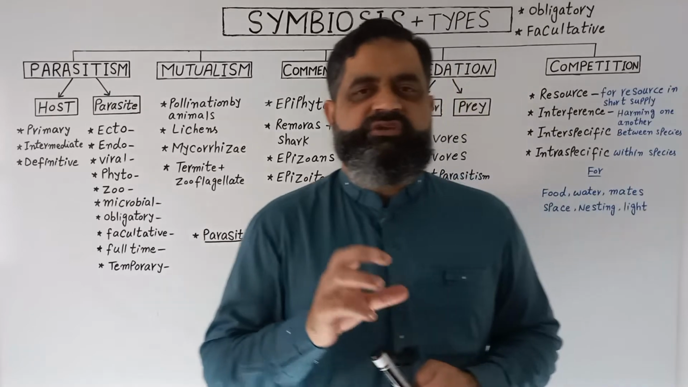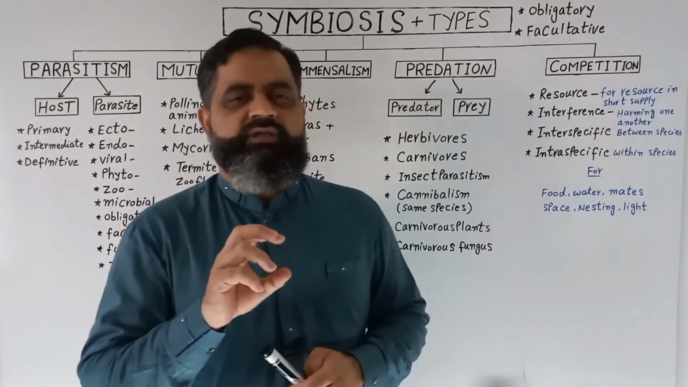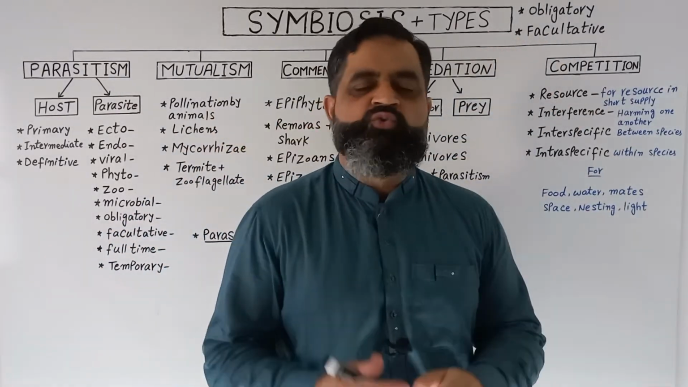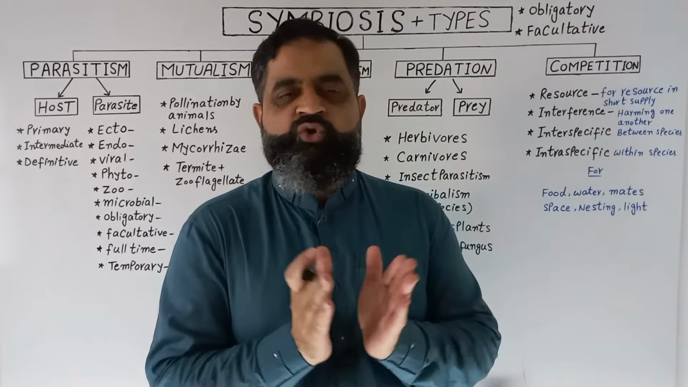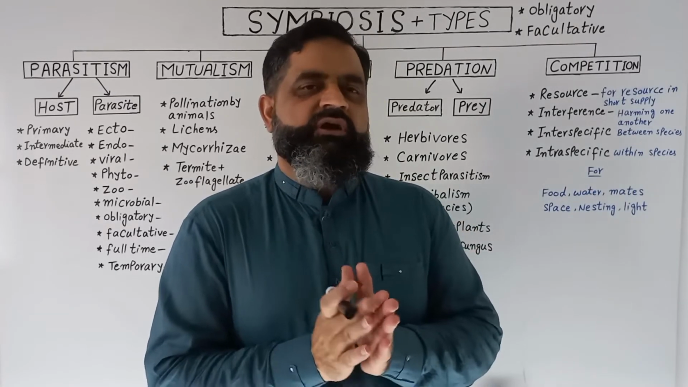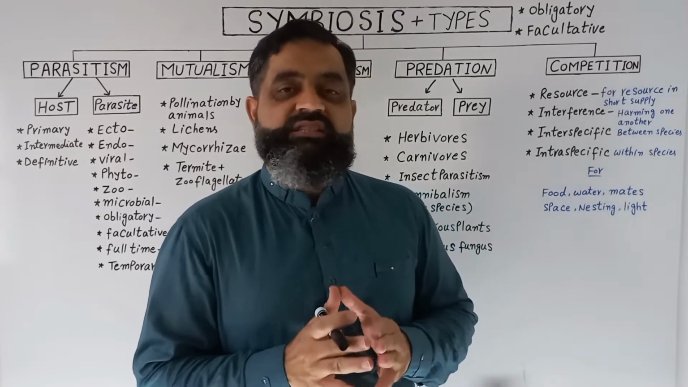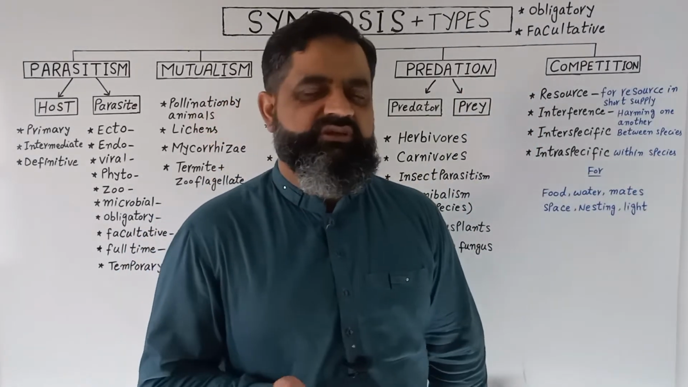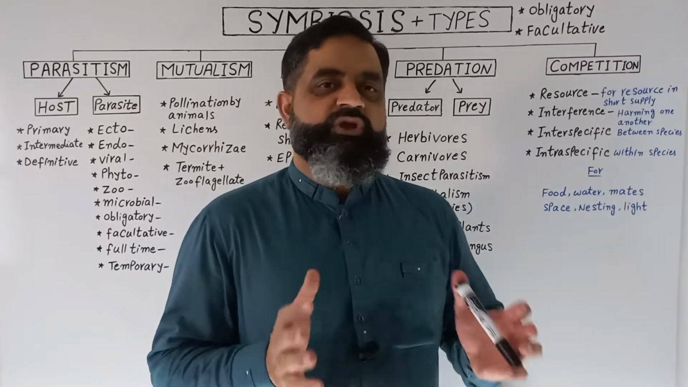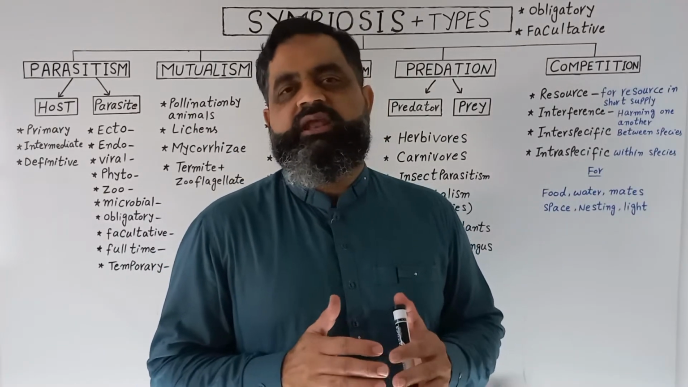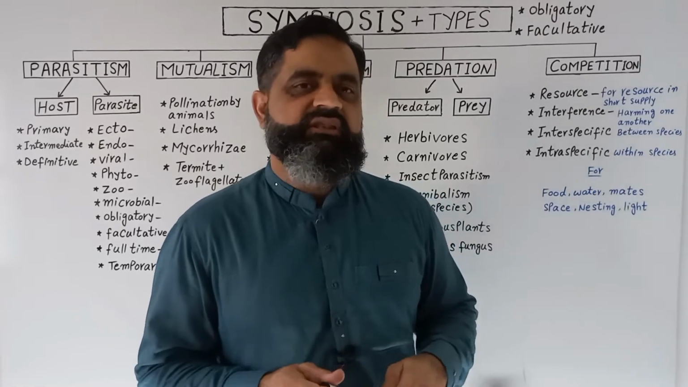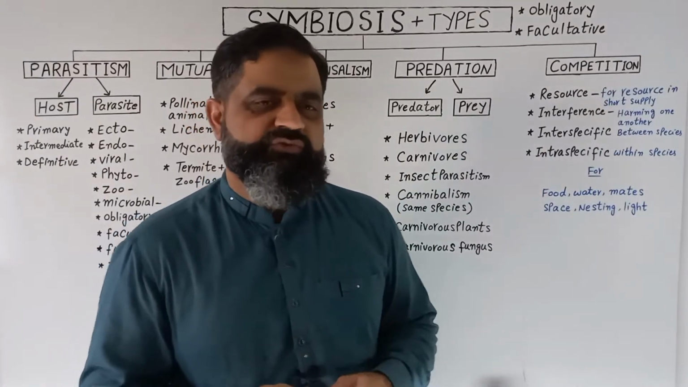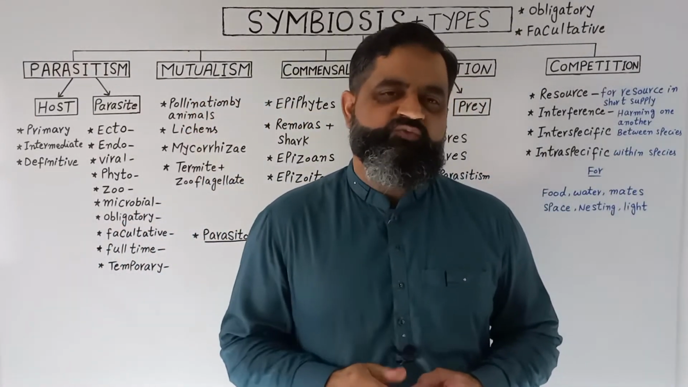There are two other types of symbiosis. One is known as obligatory symbiosis. If the two organisms must live together as symbionts, then this relationship is known as obligatory symbiosis. But if it is not necessary, the organisms can live together as symbionts and can also live a free life, then this relationship is known as facultative symbiosis. So there are different types of symbiosis and we are going to discuss them one by one.